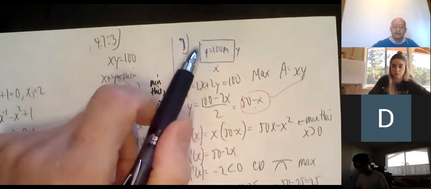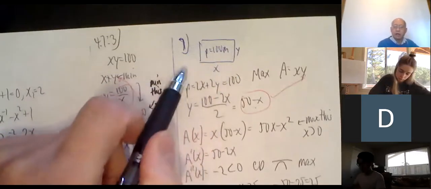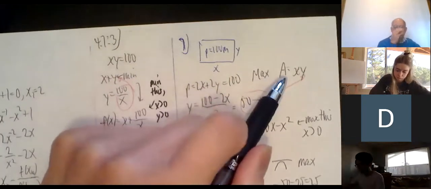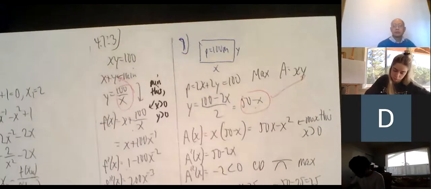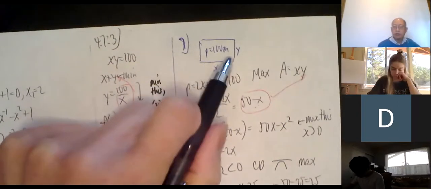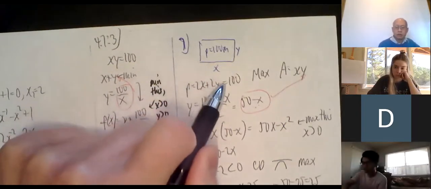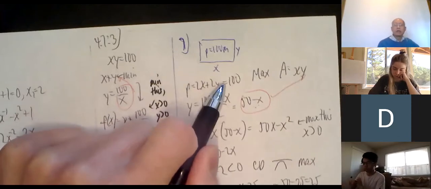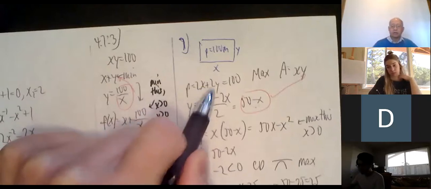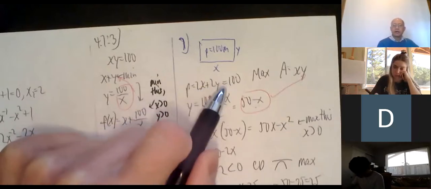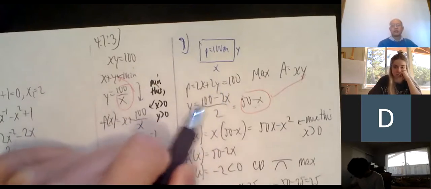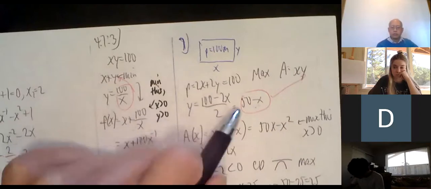So perimeter is 100. Think of fencing. x by y. And I'm trying to maximize x times y. So if you look at this picture, P is 2x plus 2y. Perimeter is 2L plus 2W. It's equal to 100. Solve for the variable that is not x, I mean, solve for y. So subtract 2x, divide by 2. So y equals 100 minus 2x over 2, which reduces to 50 minus x.